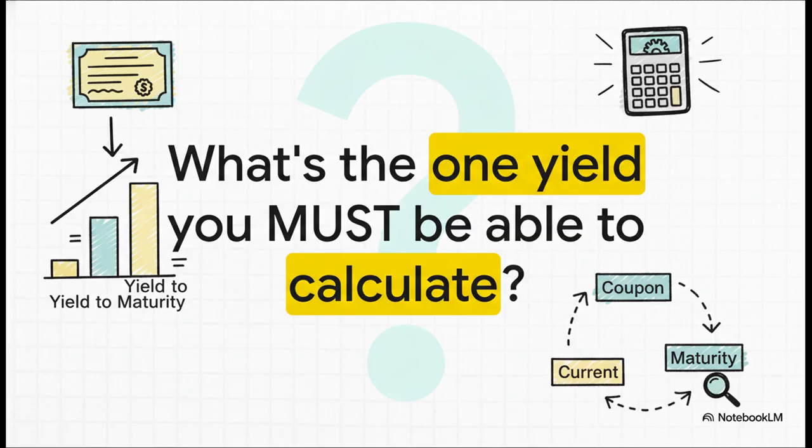So let's circle all the way back to that first question. An 8% bond is trading at a premium. Which yield is the highest? Well, using our seesaw, you instantly know the price is up, so yields are down. And the highest yield has to be the coupon rate. Boom, done. But while you've now mastered the relationship between the yields, there is one of them that you absolutely must be able to calculate for the exam. Do you know which one it is?